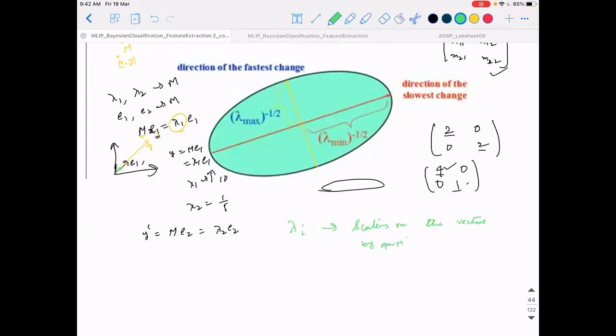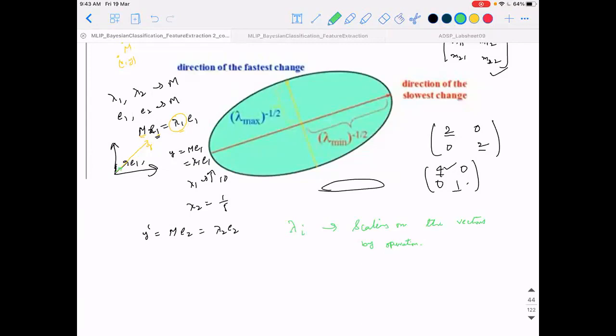Excuse me, sir. Yeah. Sir, how can we be sure that the two lambdas will not be comparable? How can we be sure that one will be greater than one and the other one will be less than one? I'm not saying that. They do not necessarily have to be one less and one more in all scenarios. In fact, they can be equal also.